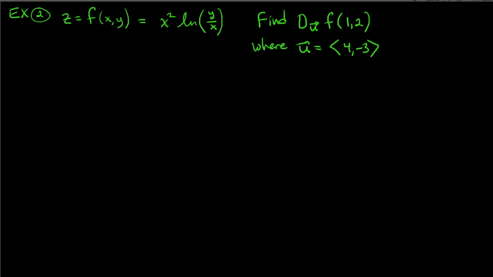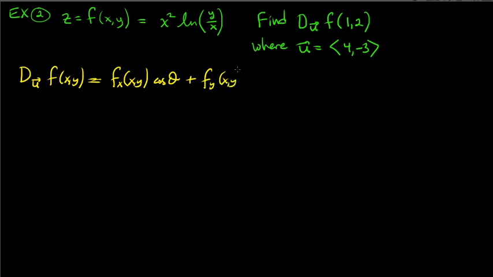Again, not using the definition, the limit as t goes to 0, we'll once again use this formula here, if I can remember it. It's the x partial of f at the point (x, y) times the cosine of theta plus the y partial of f times the sine of theta.